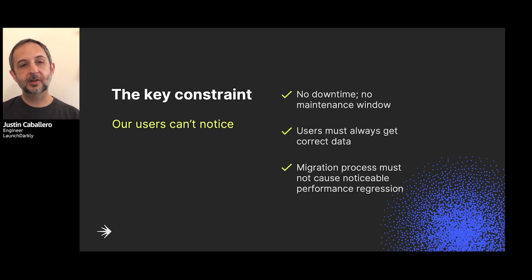And the key constraint that we had in doing this migration work is that we don't want our users to notice. So having a maintenance window is just not acceptable. We need to be up all the time. Users always have to get correct data. We can't give back wrong answers because we made some error in our new database. And the migration must not cause any performance regression or degradation of the user experience.